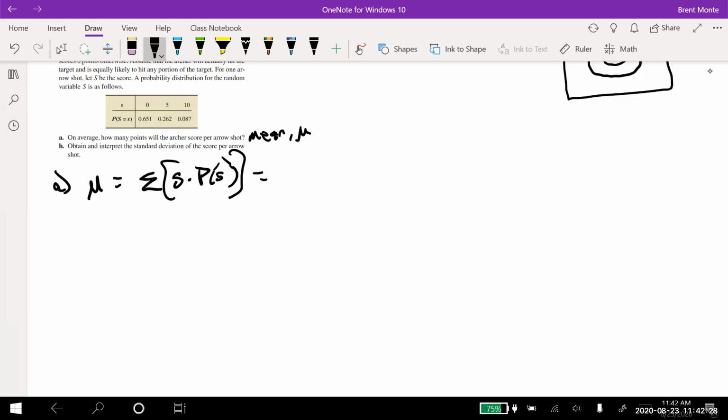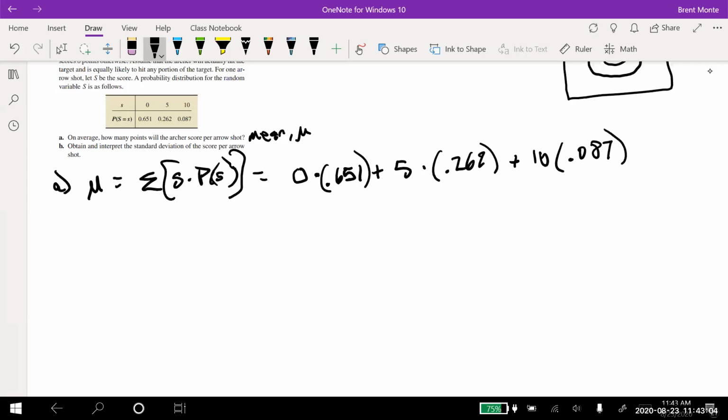All right, that's good enough there. My S's kind of look like 5s, and I apologize for that. Those are both S's, which is why I like to use X. Of course, they're using S for score in this case. So either we scored 0 and we multiply it by the probability of 0, which is 0.651, plus, we could have scored 5, multiplied by the probability, 0.262, plus, we could have scored 10, and that probability is 0.087. And that's all we do. We add all those up.